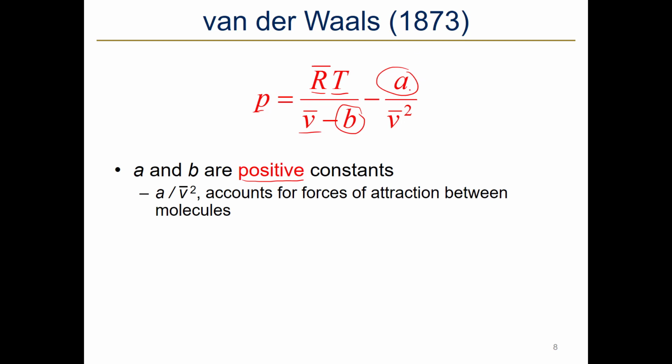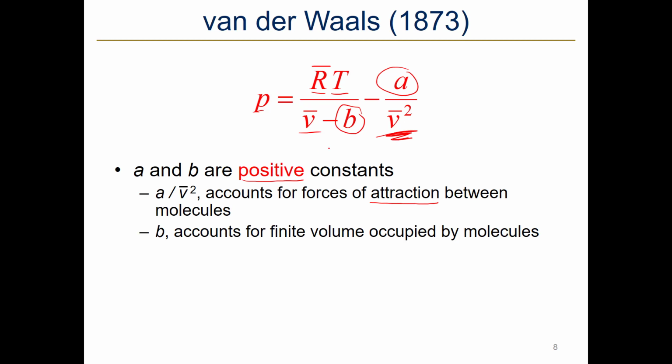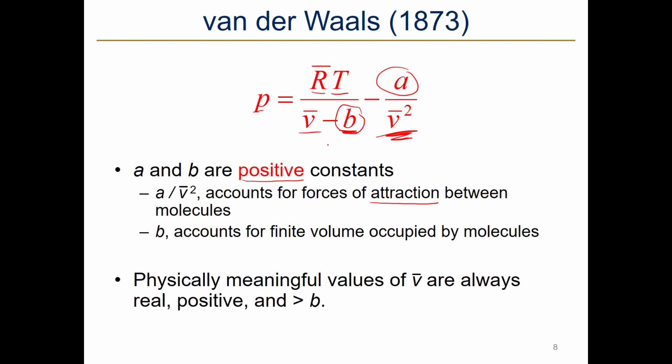But this value here, the second term, accounts for forces of attraction between molecules, so it captures that piece. And B accounts for the finite volume occupied by the molecule. So the two things I pointed out with the ideal gas were that there was no attraction, and we said there were point masses. Both those aspects are now included in some regard with the Van der Waals equation here. So physically meaningful values of the specific volume are always real, positive, and greater than B.